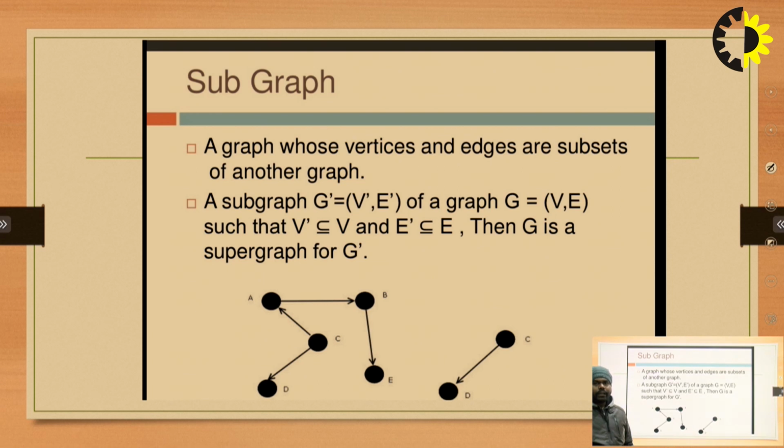Now the next is subgraph. What can we say? A graph whose vertices and edges are a subset of another graph. For the definition, as I am saying, this is a graph with A, B, C, D, E as vertices, and these are the edges. So C to D is one part of the graph, and we can say that this is a subgraph of the graph. It means it is a subset of the graph. Subgraph means the vertices and edges are a subset of the graph.